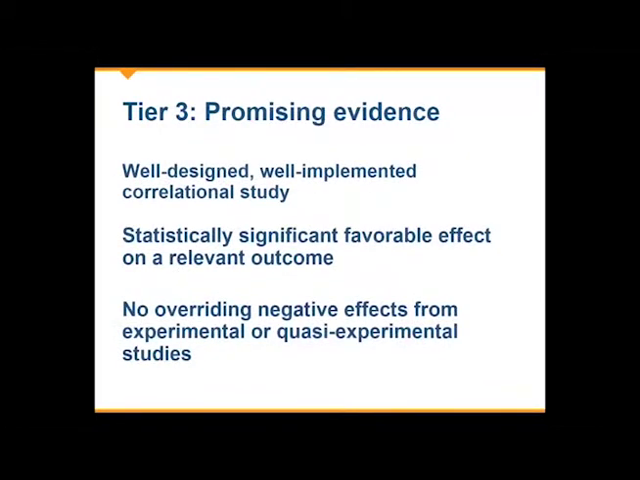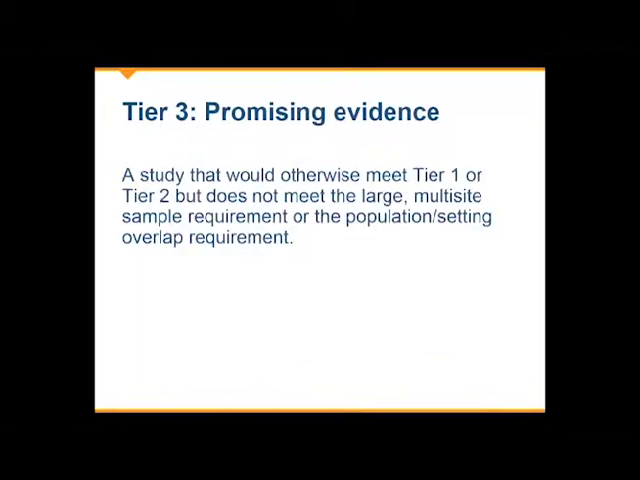Tier 3 in ESSA is promising evidence, a well-designed and well-implemented correlational study, statistically significant favorable effect on a relevant outcome, no overriding negative effects from experimental or quasi-experimental studies. There is a lot of Tier 3 promising out there. A Tier 3 can also be a study that would not otherwise meet Tier 1 or Tier 2, but does not meet the large multi-site sample or the population setting overlap.